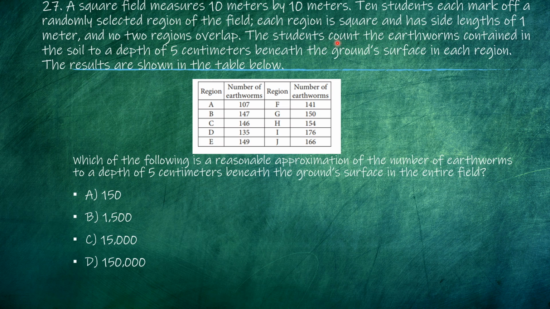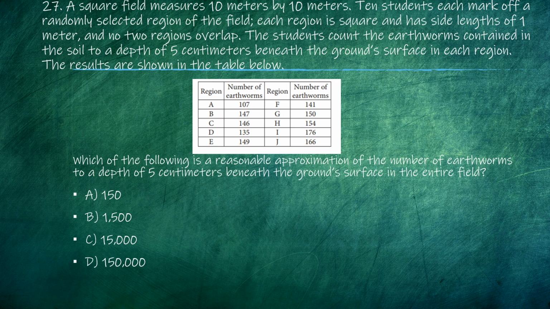The students count the earthworms contained in the soil to a depth of 5 centimeters beneath the ground surface in each region. The results are shown in the table below. Which of the following is a reasonable approximation of the number of earthworms to a depth of 5 centimeters beneath the ground surface in the entire field? Go ahead, pause this video and try to solve the question.